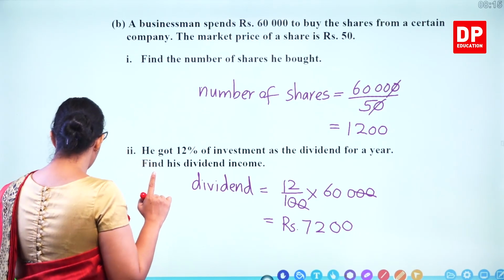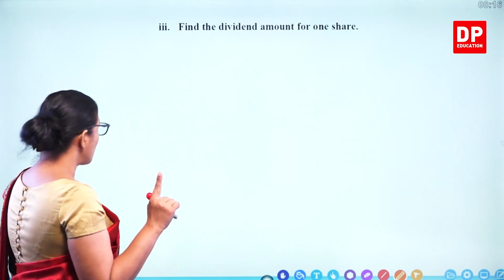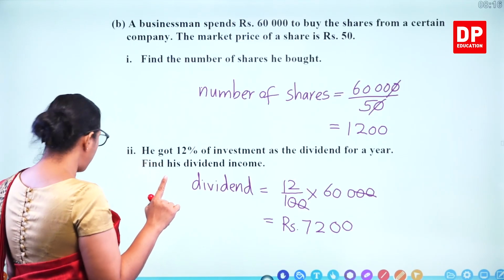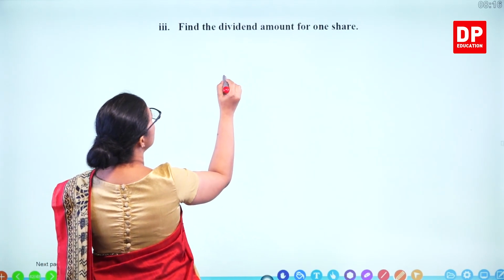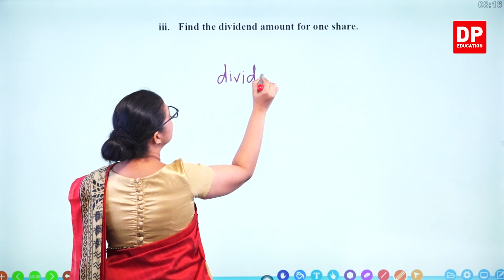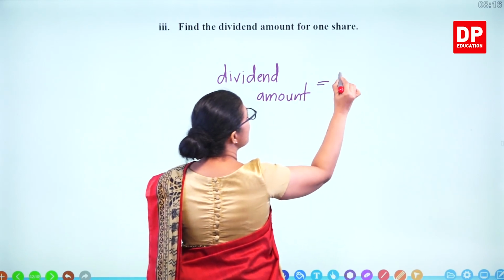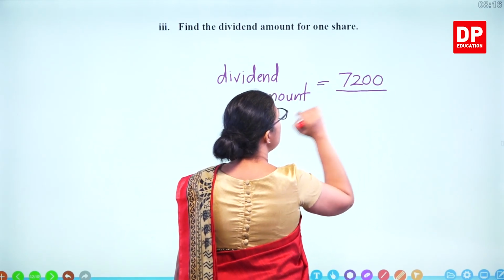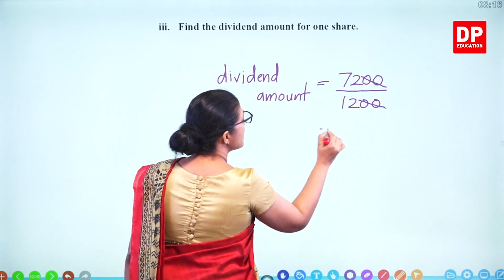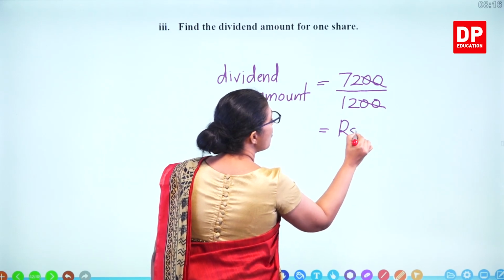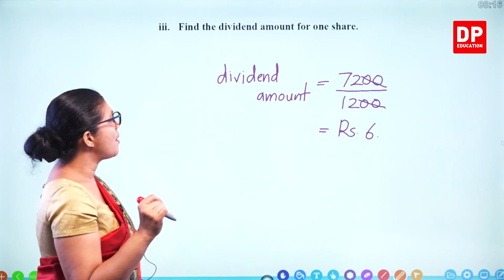So we have 3 parts. Find the dividend amount for 1 share. So altogether 1,200 shares are there. 7,200 divided by that. So dividend amount 7,200, that's the annual dividend income. And 1,200 shares are there. 12 times 6. So that's 6 rupees per share. So that's the dividend amount.